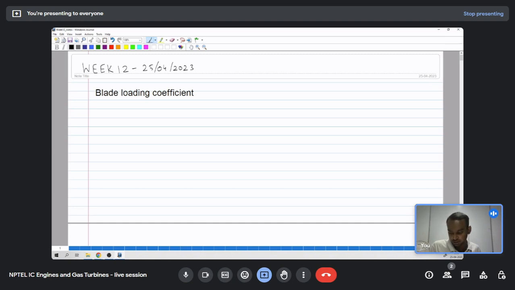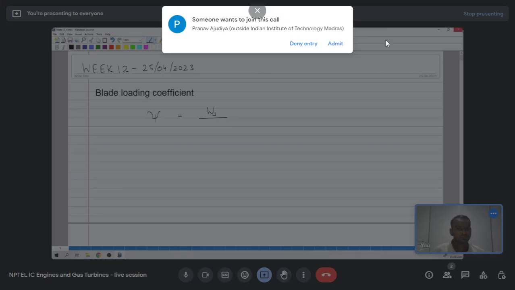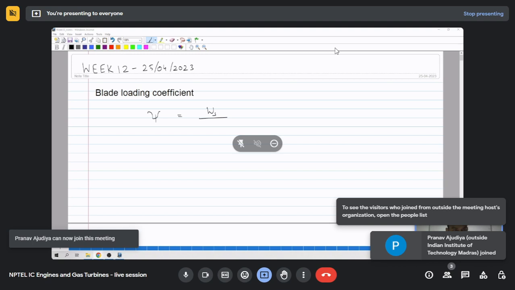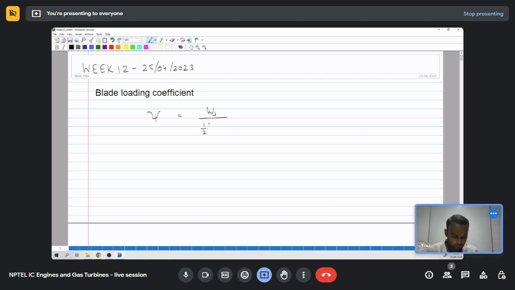Before going to today's questions, in the last week someone had some questions on the blade loading coefficient, so I thought I will just go through this and start today's content. The blade load coefficient is generally represented by the alphabet psi, and this means work done by the compressor in a stage divided by half U square.